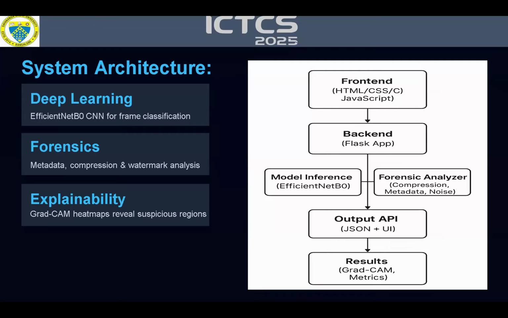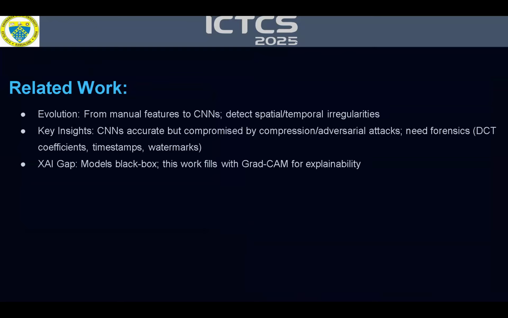Now, moving on to the related work, deepfake detection has evolved from manual feature engineering to powerful convolutional neural networks like Xception, EfficientNet, and ResNet, which detect spatial and temporal irregularities effectively. However, these models remain vulnerable to compression and adversarial attacks and often lack forensic integrations. Explainable AI in deepfake detection is still underexplored, with most models remaining black box. By black box, we mean the opaqueness of the AI, if it is not able to verify the result that it is showing, making them less suitable for legal or forensic use. Our work bridges these gaps by combining GradCam based explainability with robust forensic checks.